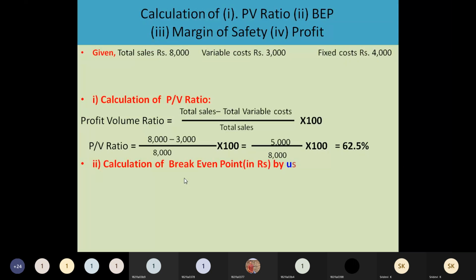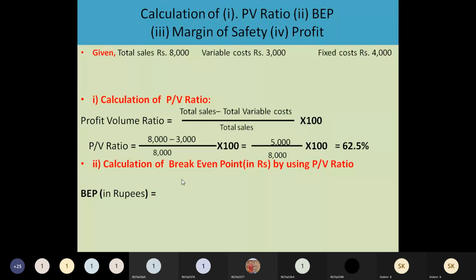And now let us calculate the break-even point. Already we have calculated PV ratio, no? By using PV ratio, we are calculating this break-even point. Sometimes it will be mentioned in the problem itself, calculate BEP by using PV ratio. So like that, if it is specified, you compulsorily use PV ratio to calculate break-even point. Otherwise, you can use other formulas also.